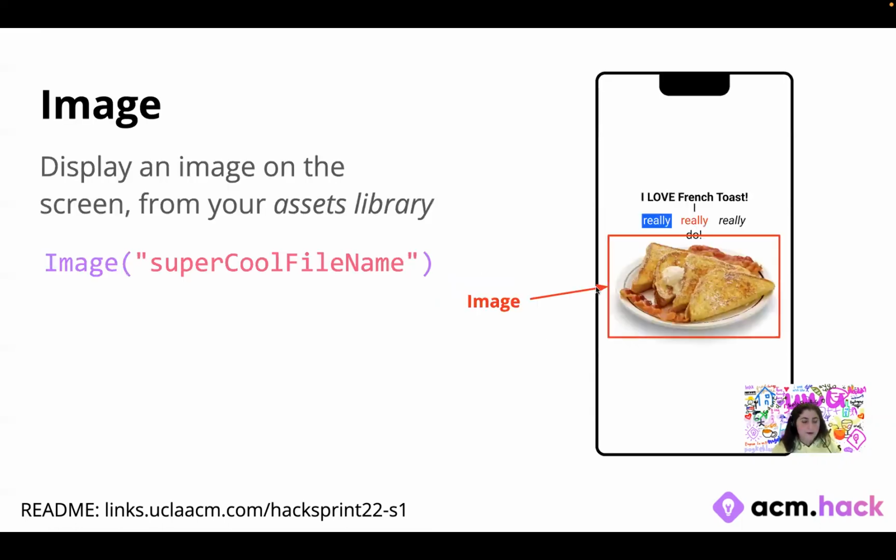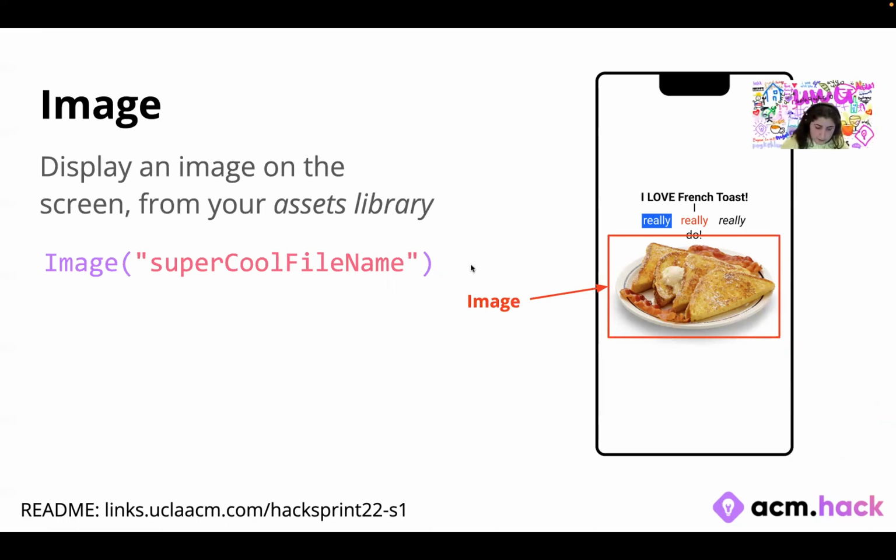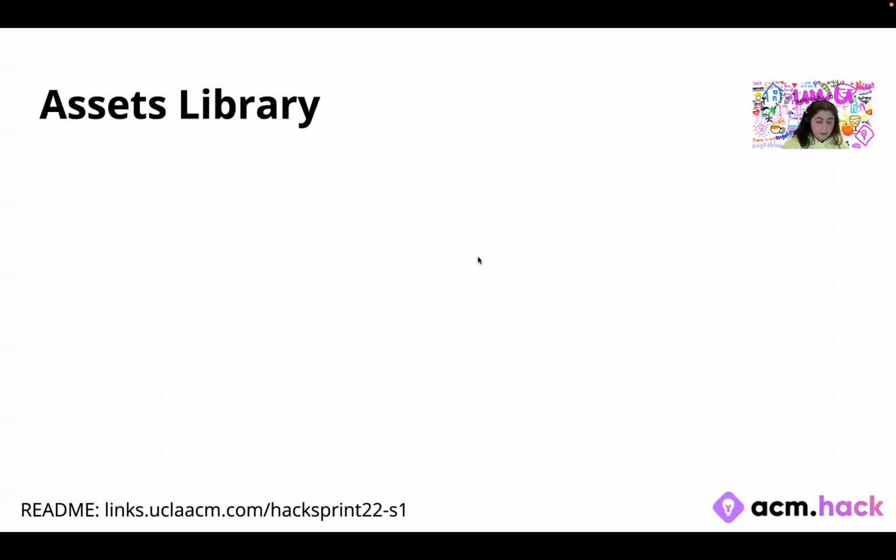Now, continuing on, very similarly, we have image. So this will allow us to display an image on the screen. And something here that we haven't talked about is from your assets library. But as we see here, this image from something that would look a little bit similar to this, the code that's written on the screen. So what is this assets library?